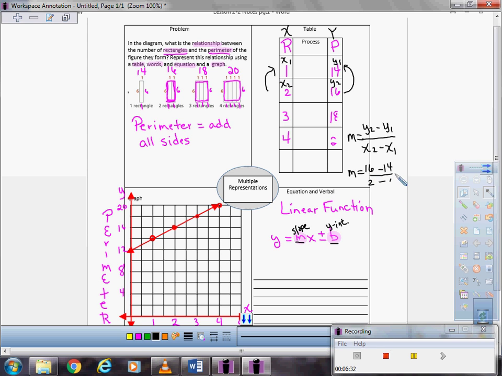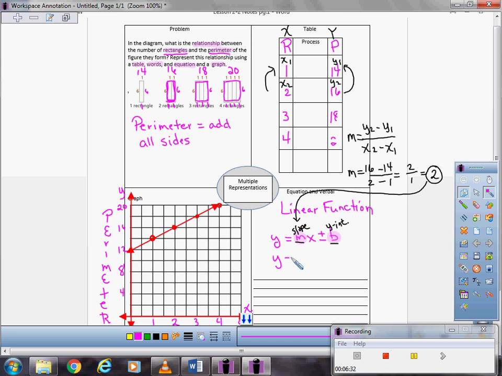15 minus 14 gives you 2. 2 minus 1 gives you 1. You divide that and simplify to 2. So this right here is your slope. That's the number that belongs in your formula. That is the slope of your line. So we're halfway there. We just need to find our y-intercept next.